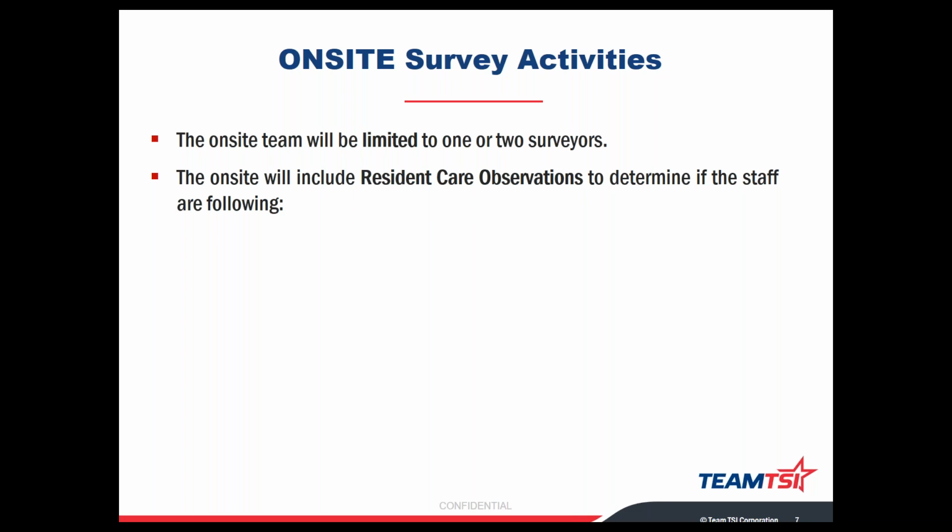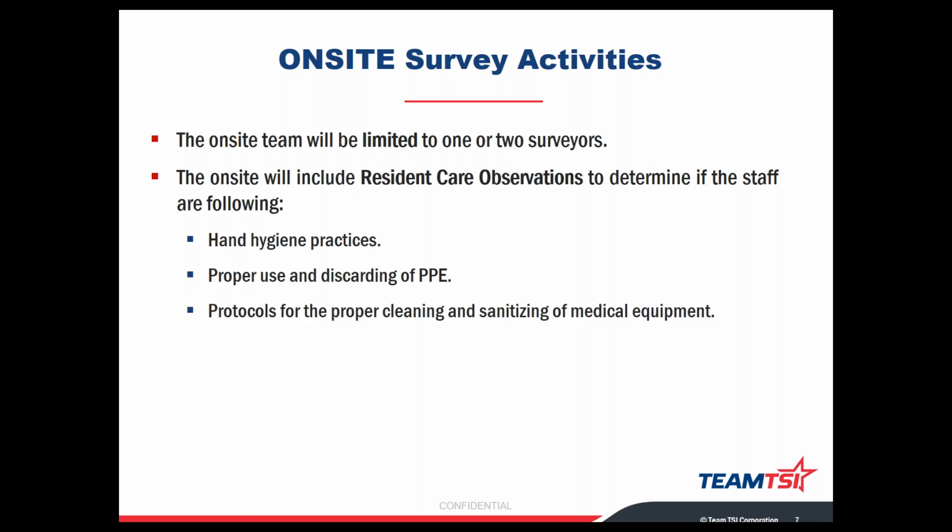They can look at all of the policies and procedures and medical record information off-site. They want to observe practices. So they'll look at resident care observations, and they're going to try to determine from those observations if they're following appropriate hand hygiene practices, if they're utilizing and discarding personal protective equipment in accordance with guidelines. The protocols for proper cleaning and sanitizing of medical equipment.